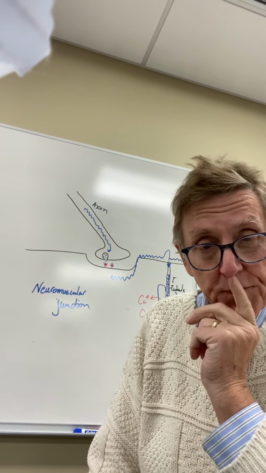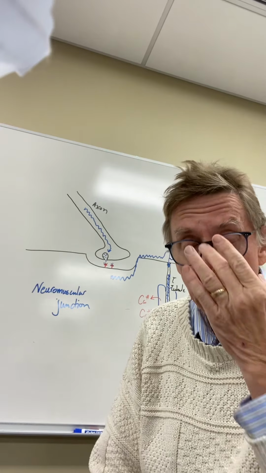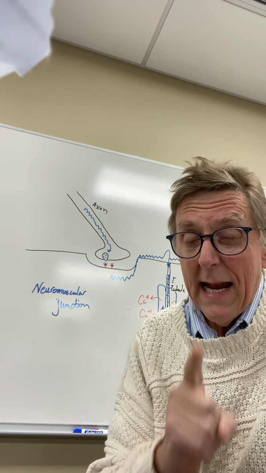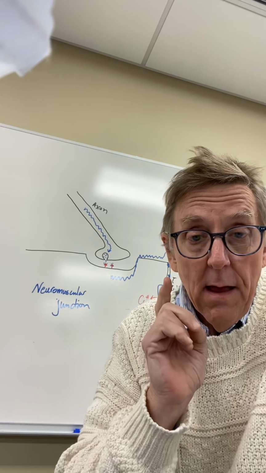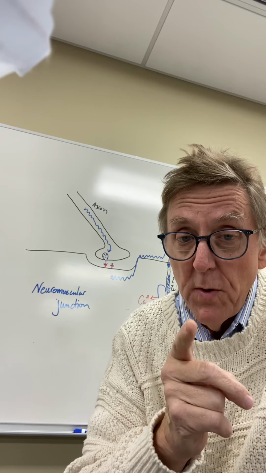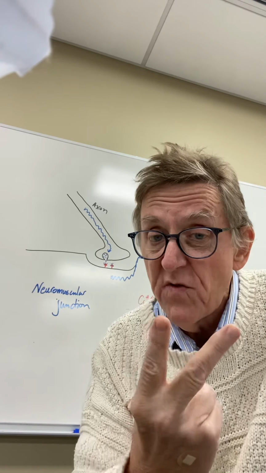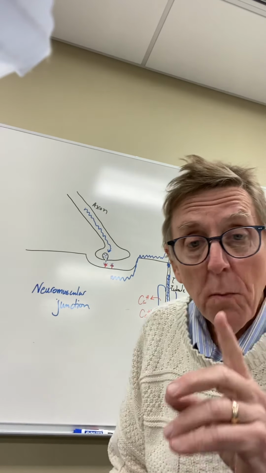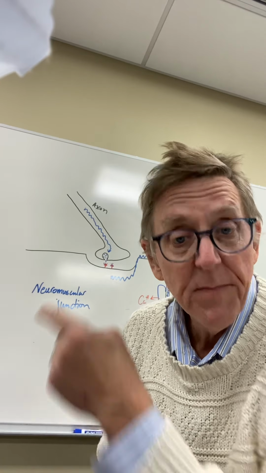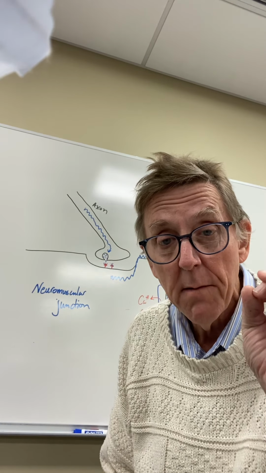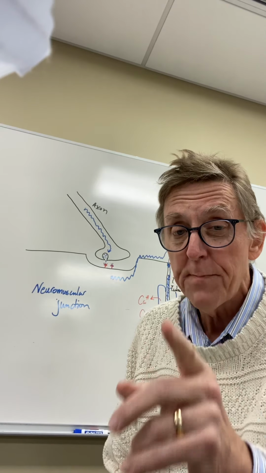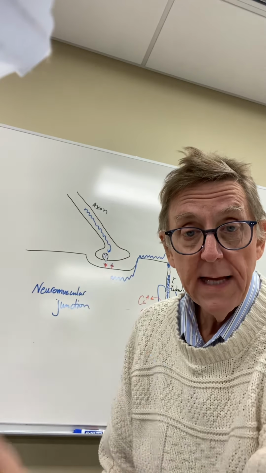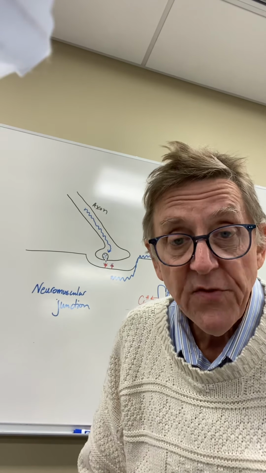Now, we had talked last time about these groups of three, which we called a triad, and we had said it consisted of a T-tubule, a transverse tubule, in the middle of two cisternae of the sarcoplasmic reticulum. And we said the sarcoplasmic reticulum is like the endoplasmic reticulum, but in the muscle cell it has a very specific job, which is to hold, release, and recover calcium ions.